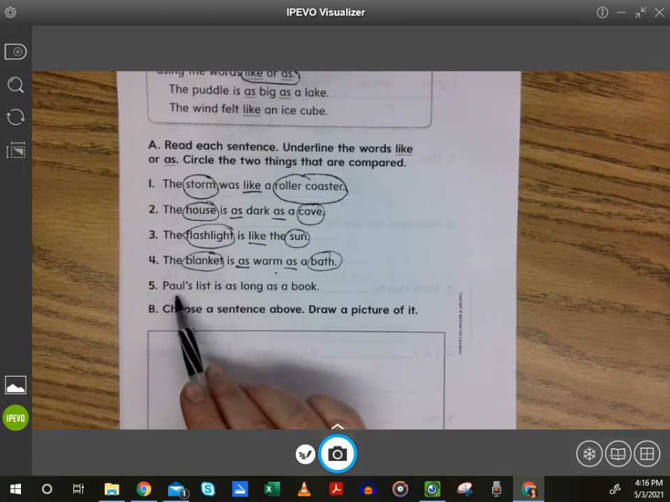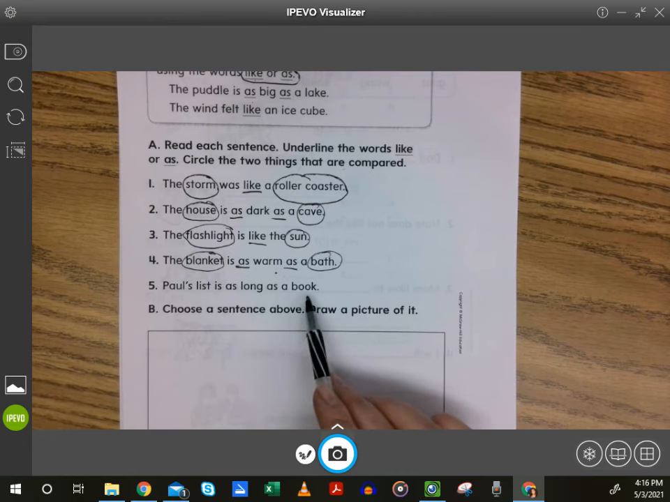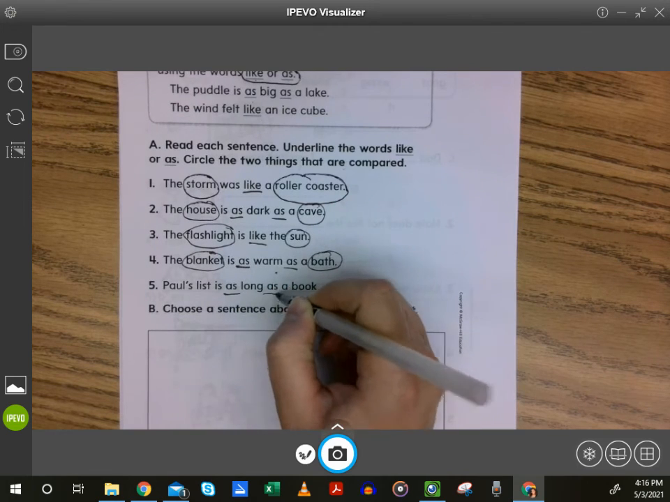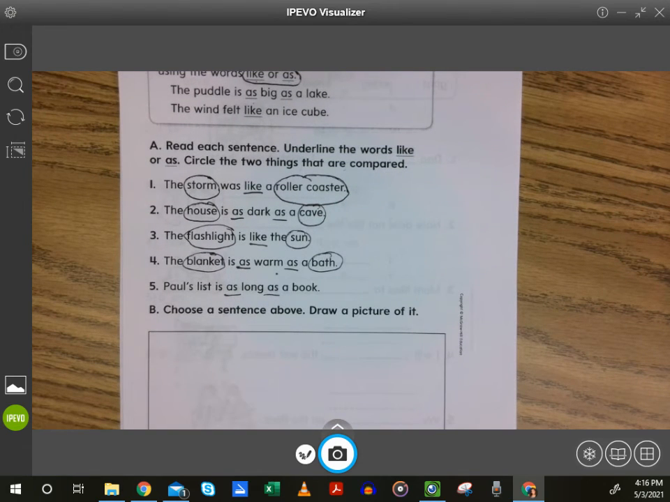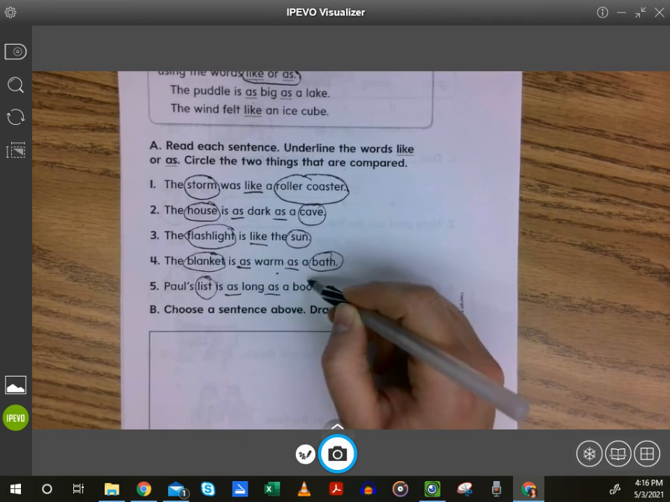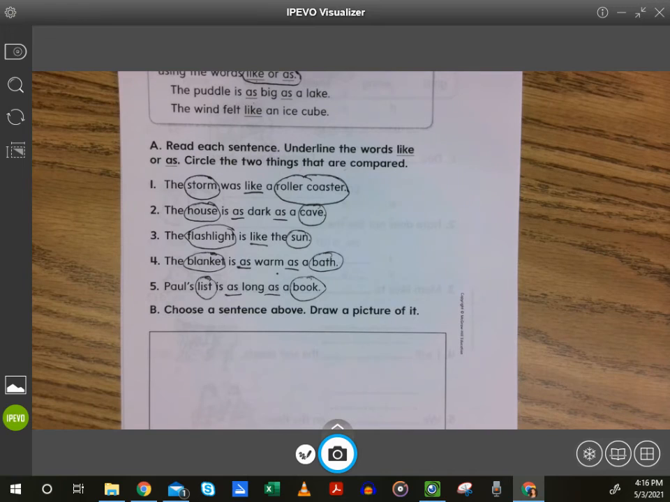Number 5, Paul's list is as long as a book. What are our words for comparing? As. Awesome. And what are we comparing? A list and a book. Those are the two things that we're saying are similar. Ooh, similar. A simile shows how things are similar.